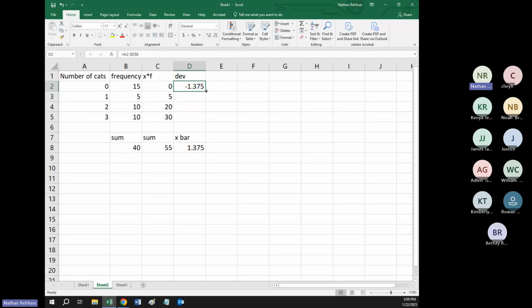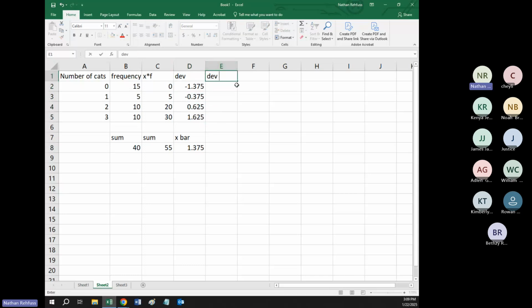So you have 1.4 cats less than average. If you have 1 cat, you have 0.4 cats less than average. 2 cats is 0.6 more than the average, and 3 cats is 1.6 more than the average. So here's our deviations for each house.